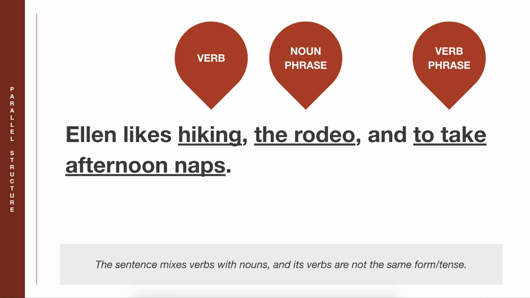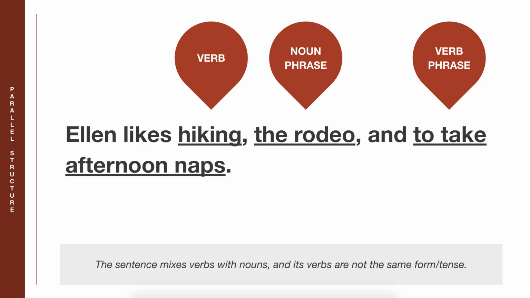Now, this one is a problem for us because this sentence mixes verbs and nouns, and the verbs aren't even in the same tense. The first verb is hiking with an ing, so that's present tense that is currently happening. And then our next item in the list is the rodeo, which is a thing. We have taken off the attending at the beginning, so it is no longer a verb. It is now a noun phrase, which is a problem.